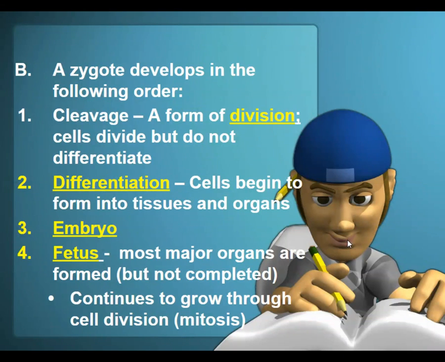And then after they start to differentiate, now you call it an embryo, when it starts to have body parts, essentially. Then as it gets bigger, you call it a fetus, and that's when most of the major organs are formed, not necessarily completed, and then it continues to grow through cell division with mitosis.